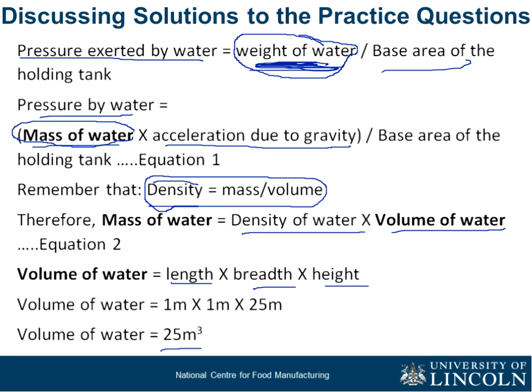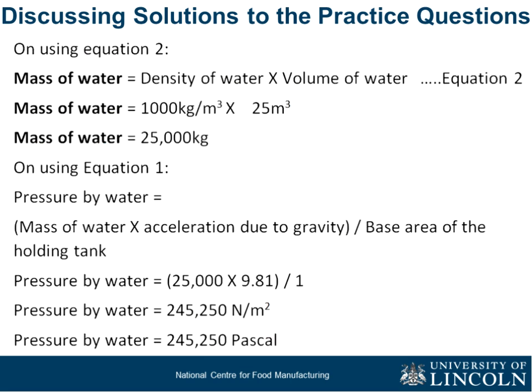We have the volume to be 25 meter cube. So we have that. We know the density, then the mass is already known. So we know the mass of water will now be the density of water multiplied by the volume. So we know that the mass of water is equal to 25,000 kilograms.